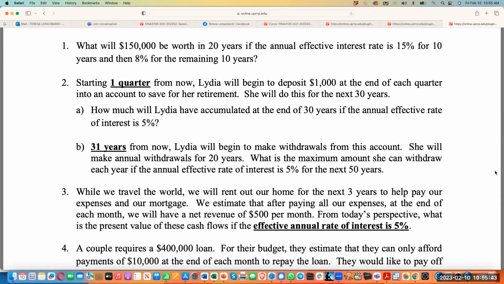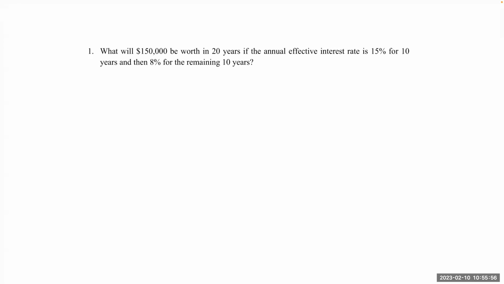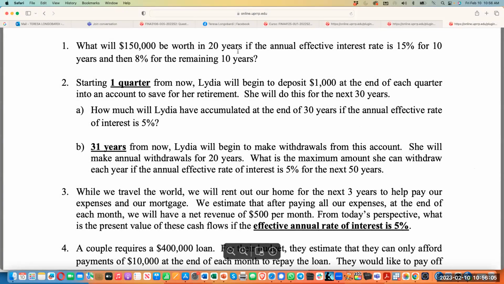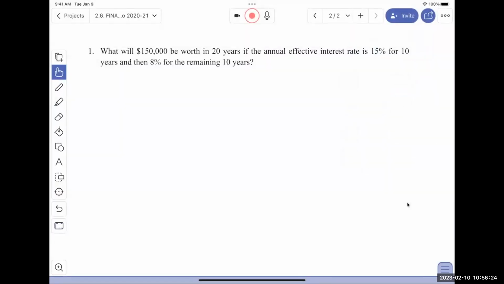Okay, I'm going to share my iPad. I think I'm going to do it the other way, not by projection, so it doesn't have a lag. The only thing is that you see all the edges. I don't know how to suppress that.